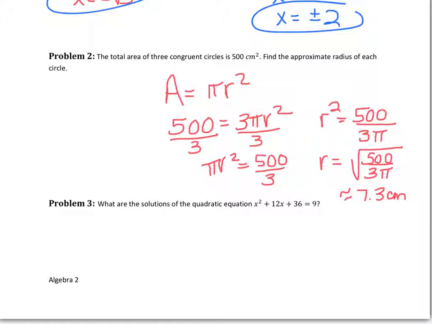Good. So on problem 2, you notice that Ms. Hatfield didn't do positive, negative square root, and that's just because radius would be only a positive measurement, so the negative value had no value, right?